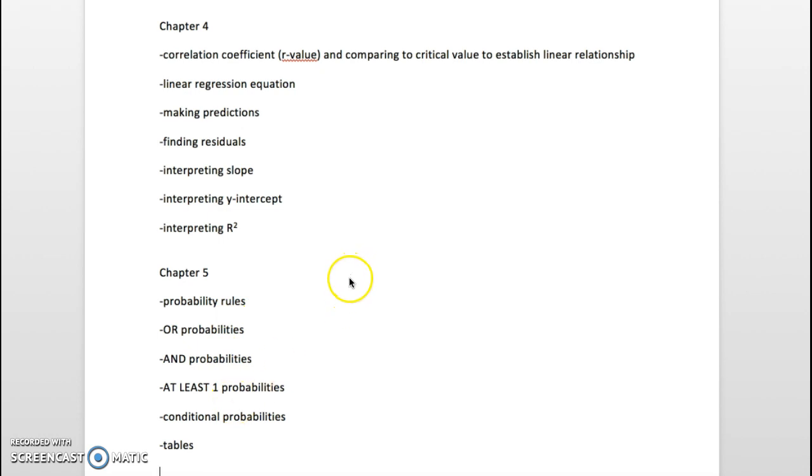So again, the best place to study is really your MyMathLab questions, but go back and look at the Chapter 5 discussion board. We had some interesting discussion on how to compute some probabilities that could be a little bit tricky.